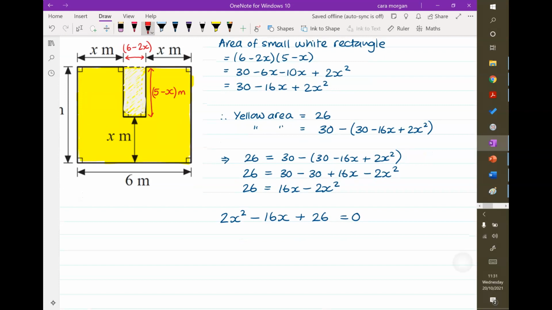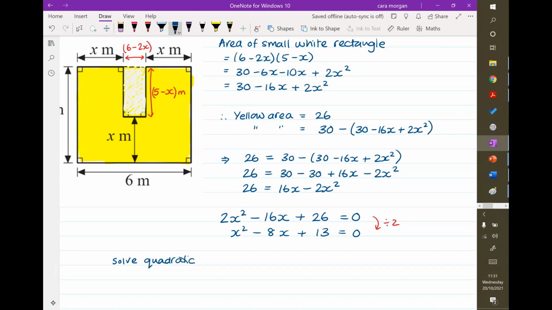I notice that I can divide everything by 2. So I've got x squared minus 8x add 13 is 0. And now I just want to solve that quadratic. And then we've got 3 ways of solving the quadratic.